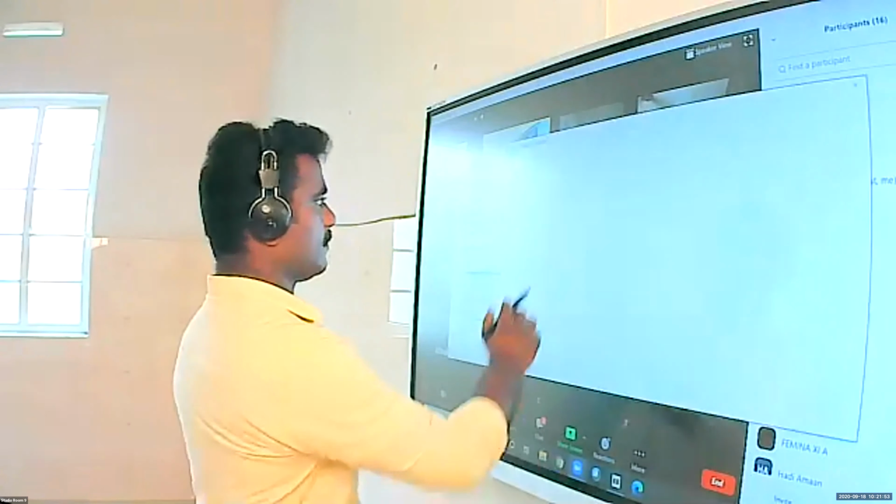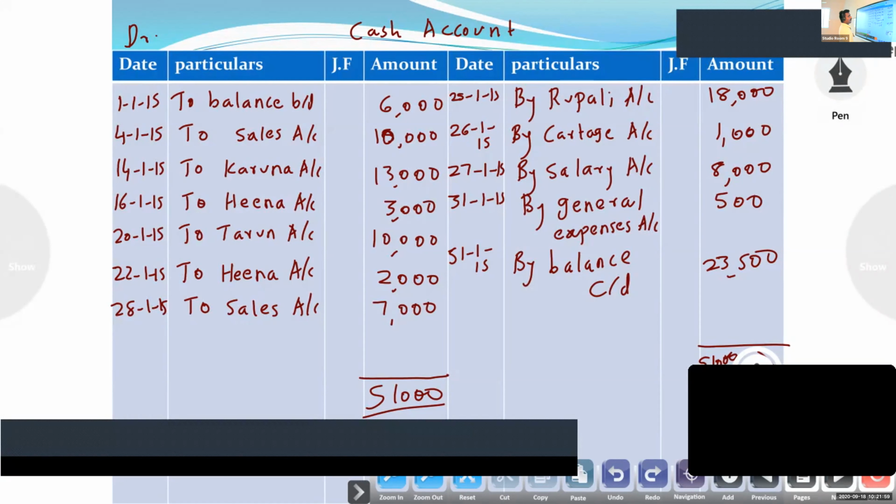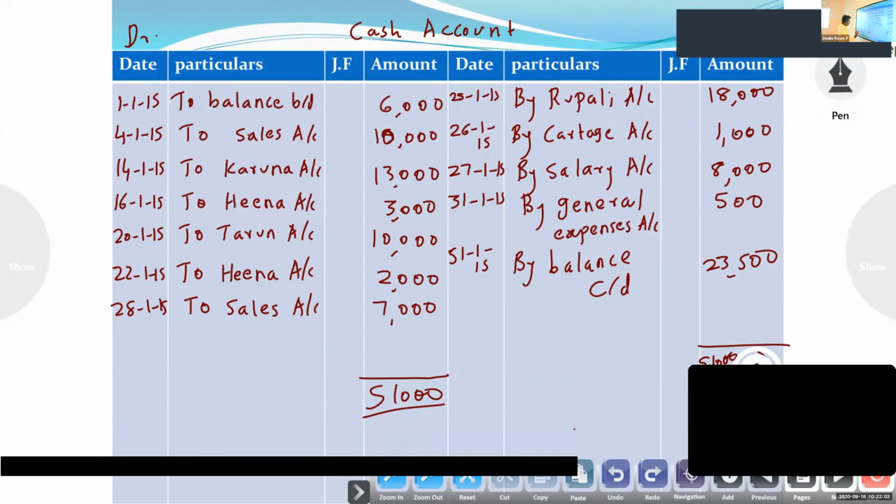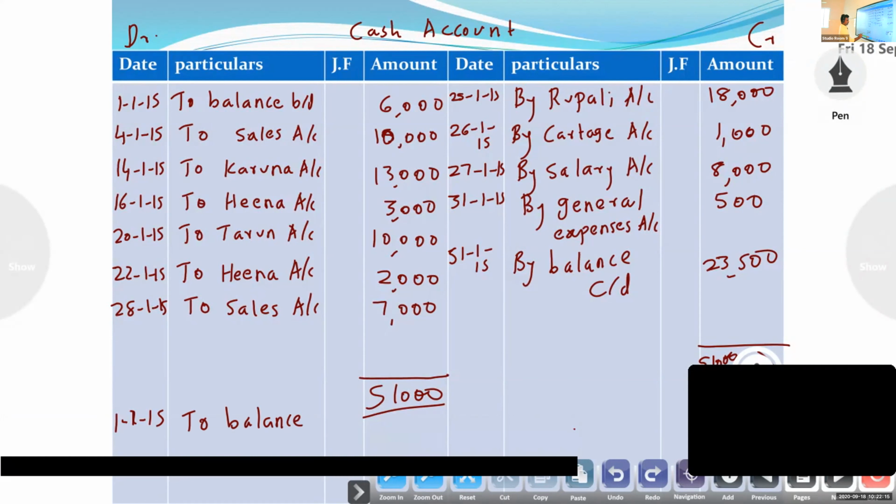Next account, cash at bank. So if you are writing the opening balance, it will be on the debit side. To balance BD 23,500. If you write the opening balance, last year's closing balance, or last month's closing balance, will be the new month's opening balance.